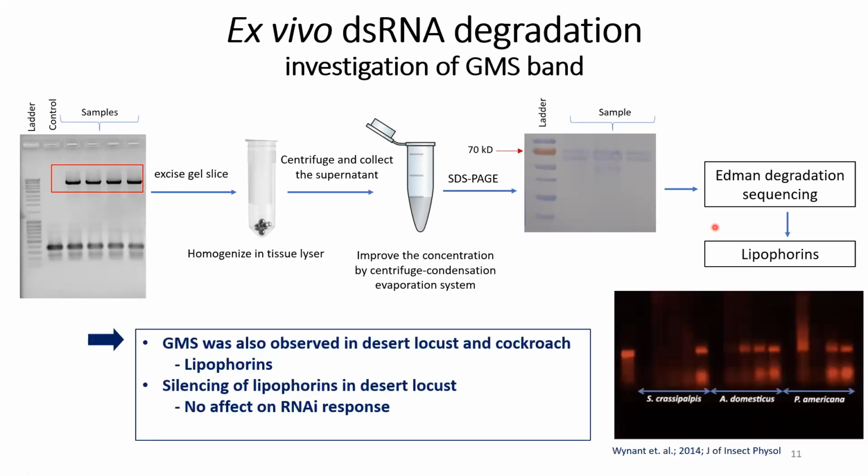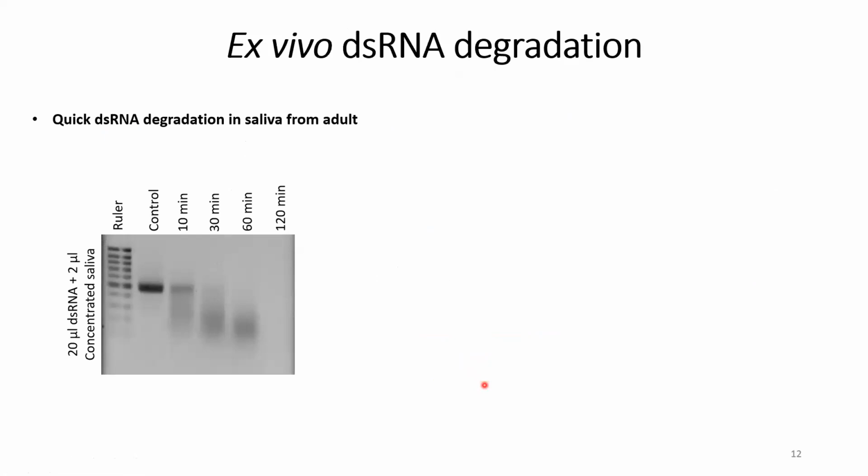And if we look at previous studies, lipophorin has been found to bind with the dsRNA when dsRNA is incubated in the hemolymph of the cockroach or desert locust. And in the same study, it was also observed that when the genes specific to the lipophorin were silenced, it did not show any effect on the RNAi response. So we stop here, and we further focused on our main barrier, which is this RNase activity.